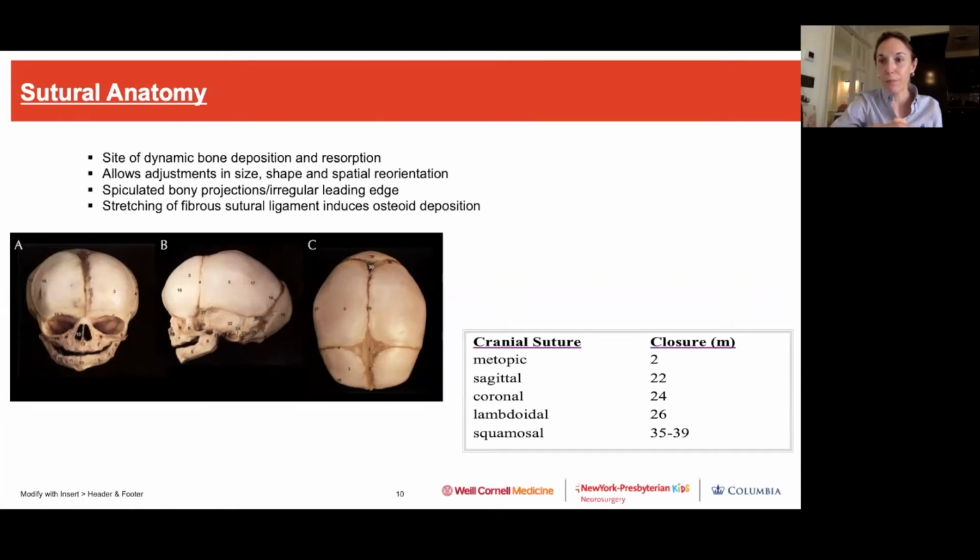So the skull cannot be static during early infancy and into 2 to 4 years of age, so that you can allow for brain growth and all of these rapid changes that are occurring. Nature's solution for that was sutures, which are natural openings in these bones that allow for growth, and they also allow for overriding. So we see those represented here. They are sites of dynamic bone deposition and resorption. As the skull grows, they allow for adjustments in size and shape over time, and they are viewed as these little spiculated bony projections with these irregular edges over the pericranium.